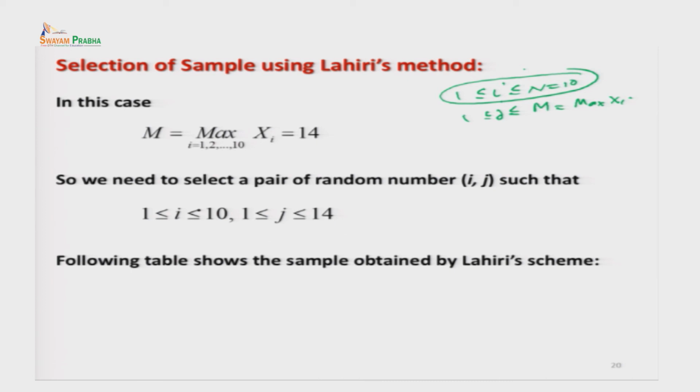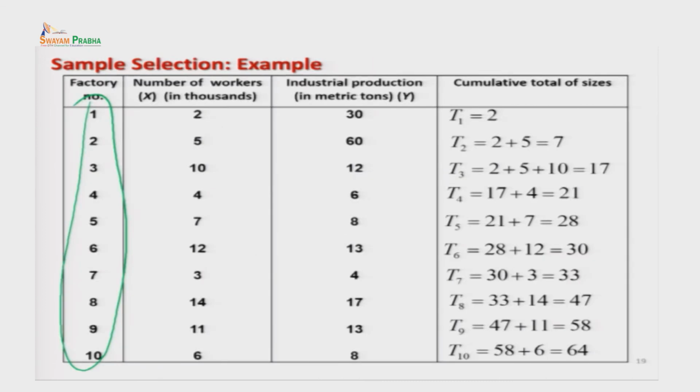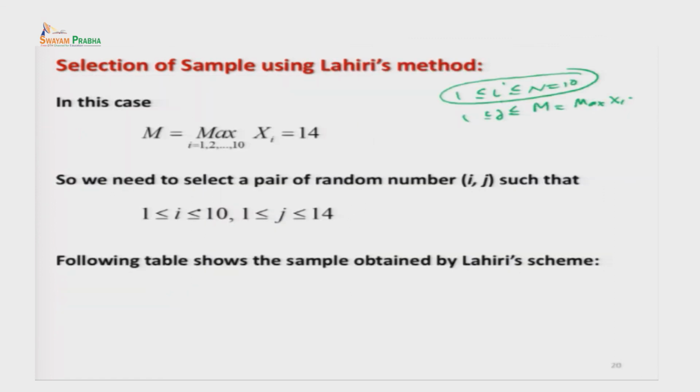And what is M here? M is going to be the maximum value among these sizes. If you look at this data, it is 2, 5, 10, 4, 7, 12, 3, 14, 11, 6. So 14 is the maximum. The maximum value of the size among the values x1, x2, up to x10, x8 equal to 14, is giving us the maximum. So now I can say M is going to be 14, which is actually x8, right.